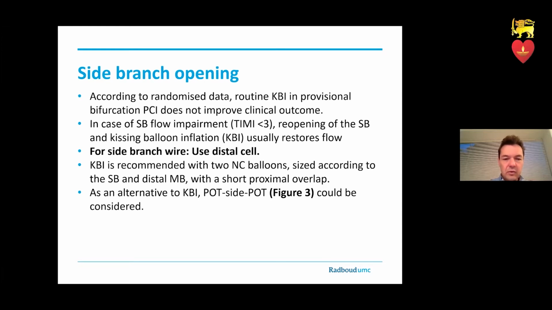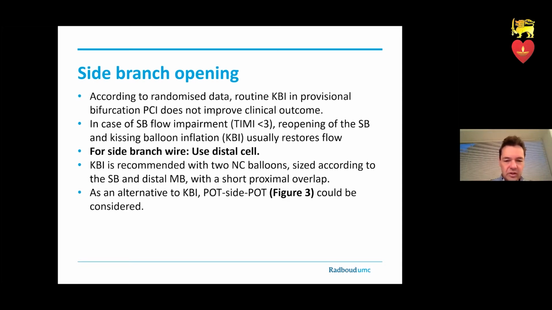In case of side branch flow impairment, that's less than TIMI 3, or chest pain or ECG changes, then it is recommended to do kissing balloon inflation to restore the flow. If you do the provisional strategy, then we will try to push the side branch wire as distal as possible. It's recommended to use two NC balloons. That's not always the steps I follow, depending on the branch of the NC balloons.